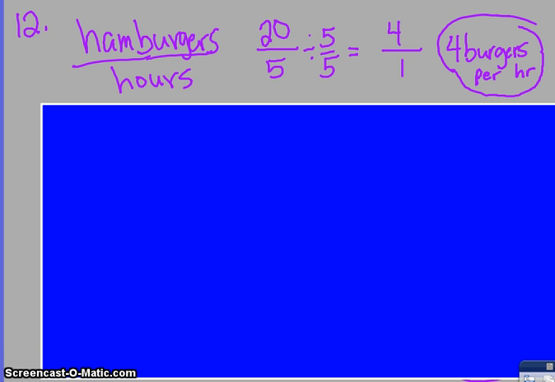So again, we've got hamburgers, but now we're comparing them to hours. So we sold 20 hamburgers in 5 hours. The question wants to know what's the unit rate? How many did they sell in 1 hour? So our new denominator is going to be 1 hour. 5 divided by 5 is 1. Divide on the bottom, divide on the top. So 20 divided by 5 is 4. So the unit rate would be 4 burgers sold per hour.